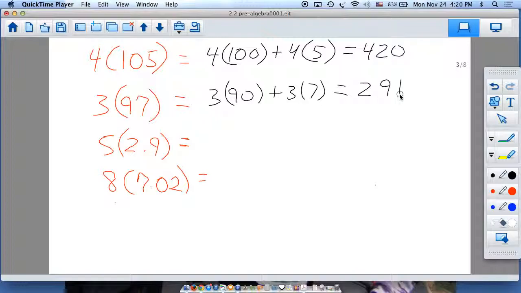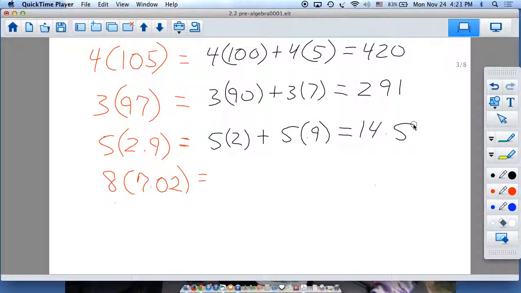Don't get nervous when we have decimals. We can take the 5 times 2, which gives us 10, and also add the 5 times, now remember this is a decimal, so this is 0.9, so that would give us 4.5. Okay, so 5 times 2 is 10, 5 times 0.9 is 4.5, so when you add those together, you're going to get 14 and 5/10.